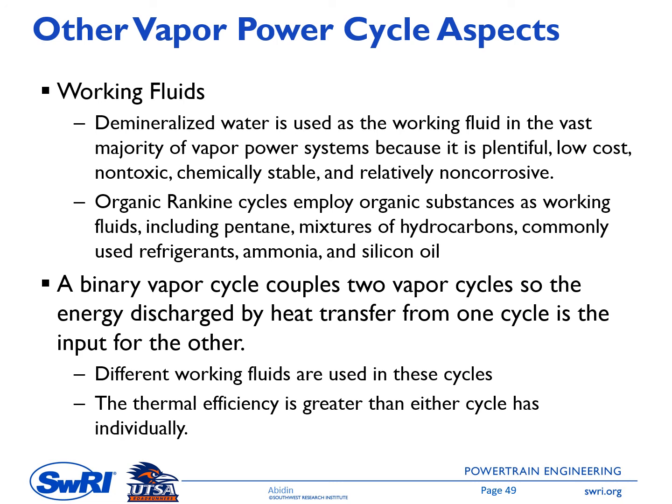The next aspect is what's called a binary vapor cycle. In this binary vapor cycle, it couples two vapor cycles so that the energy discharged by heat transfer from one cycle, which is the top cycle, is the input for the other, which is the bottom cycle. So in this case, we need to use different working fluids. The first should be a working fluid with a high temperature characteristic, and the second should be a working fluid with a low temperature characteristic. By having this binary vapor cycle strategy, the thermal efficiency is greater than either cycle has individually.